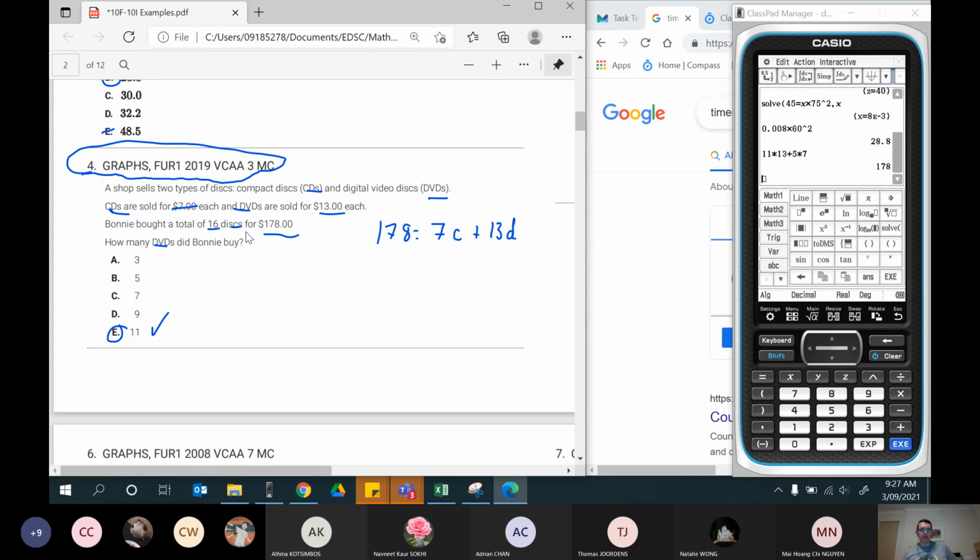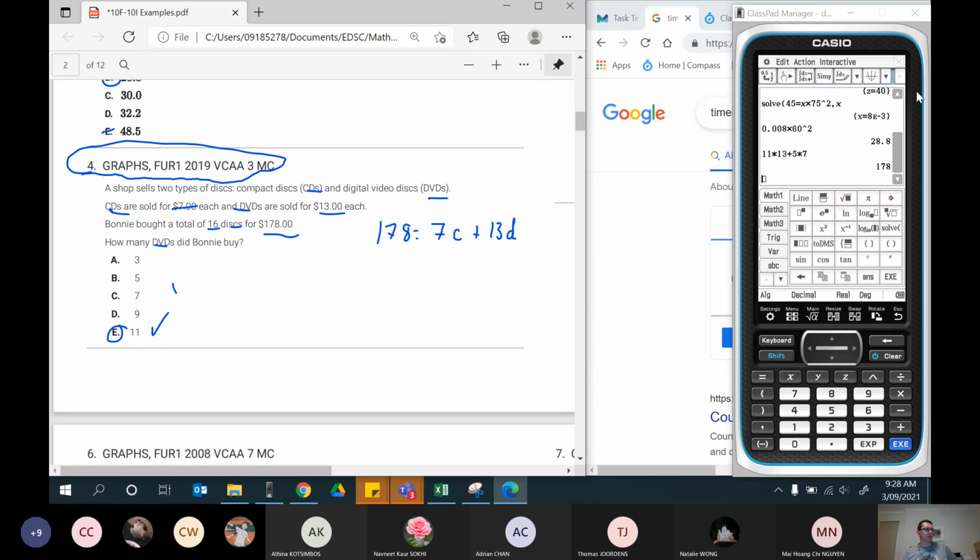The other way to do it is that she bought 16 discs. So there is another way you can go about it, which is to create equations. I know she spent $178, and that was made up of these discs, and you try to solve those. I'll probably go about it like this, just to see how many DVDs she bought.